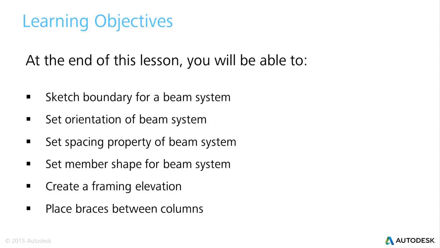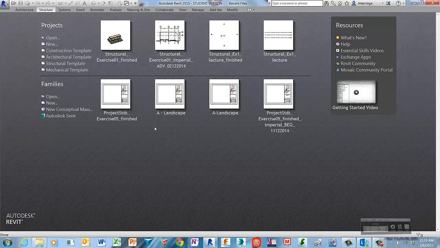Let's review the learning objectives for video 2. At the end of this lesson, you will be able to sketch boundaries for a beam system. Next, we'll set the orientation of the beam system so that the beams go in the correct orientation. Next, we'll set the spacing of the beams, set the member shape, and then create a framing elevation view so that we can place braces between two columns. With that, let's get started.